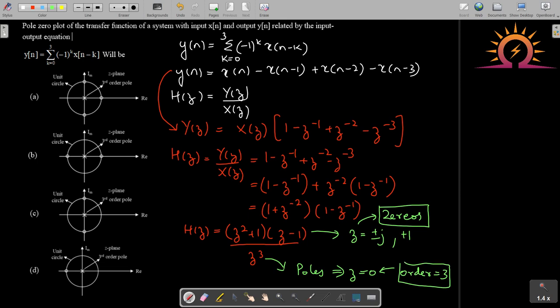Based on this, we'll have to compare with the pole zero pattern given in the options and conclude the answer. There are zeros at plus or minus j and at plus 1. So if I observe here, there is a zero at plus j, minus j, as well as at plus 1, and you have poles of order 3 at the origin. So this would be the answer, pole of order 3 at origin. So option A will be the right answer to this question.